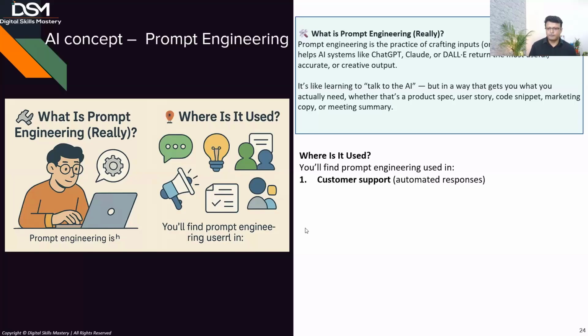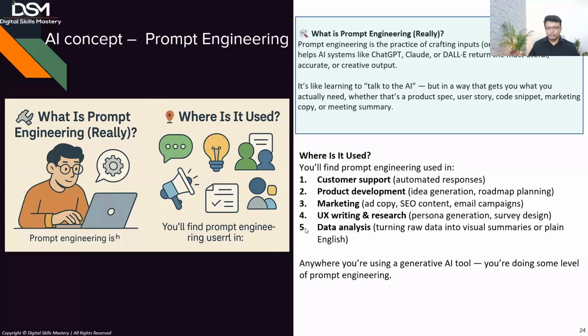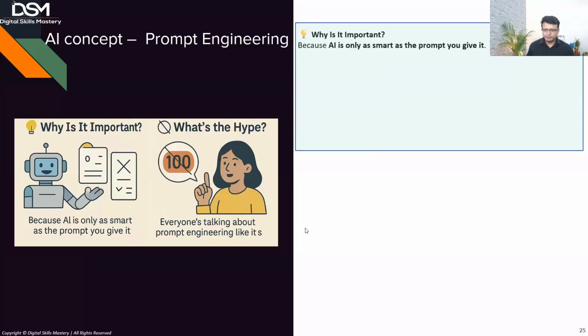Where is it used? You will find prompt engineering happening across customer support to get automated responses, in product development, in marketing, UX writing, research, data analysis, you name it. And because of these AI tools and their availability, the free versions, etc., prompt engineering is happening all across. Anywhere you're using a Gen AI tool, you're doing some level of prompt engineering. So that, in a nutshell, is the definition of prompt engineering.